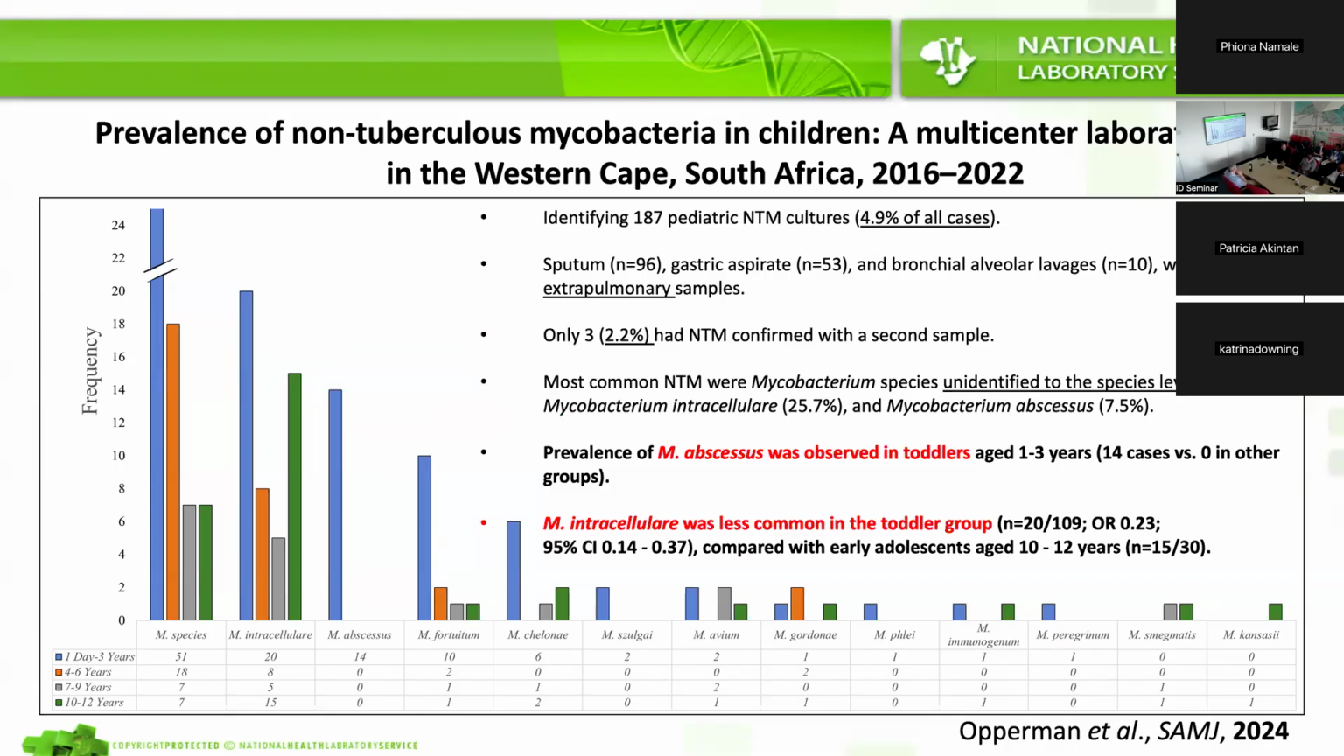And then we see a lot of Mycobacterium abscessus within the toddlers. So in this case, it was a trend, it was not statistically significant. Whereas we see a lot of intracellulare in all the types of individuals, but it's less common in the toddler group compared to the older adolescents as well. So it seems like different NTMs have a preference in terms of different age groups, but this will need a little bit more investigation. Now, my slides are not broken here.